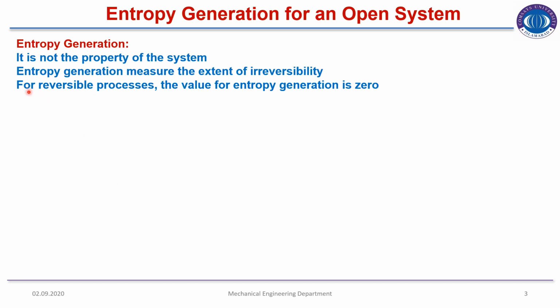The third key point is that for reversible processes the value of entropy generation is 0. As you know, entropy generation is due to irreversibility, therefore for a reversible process the value of entropy generation will be equal to 0.